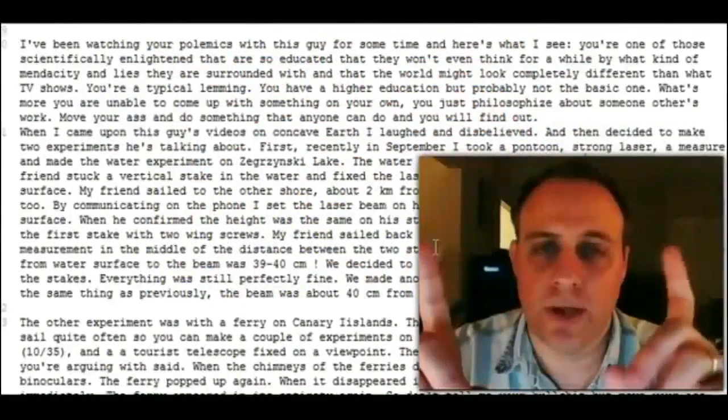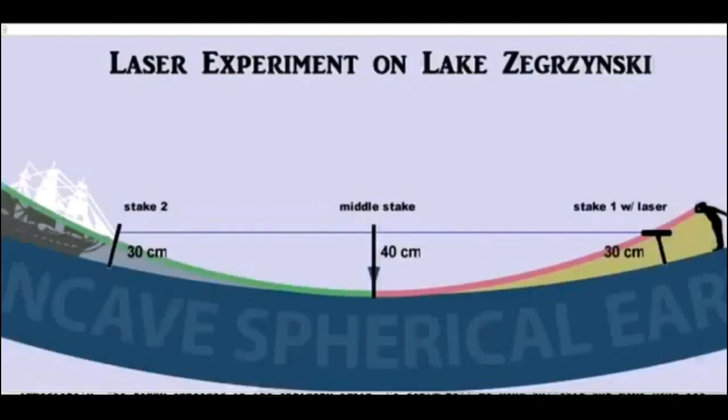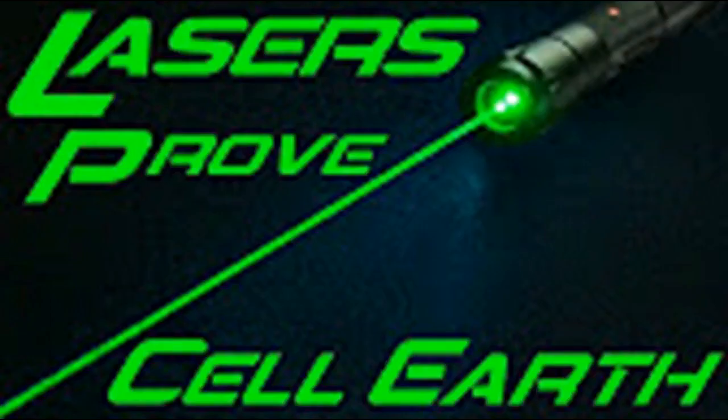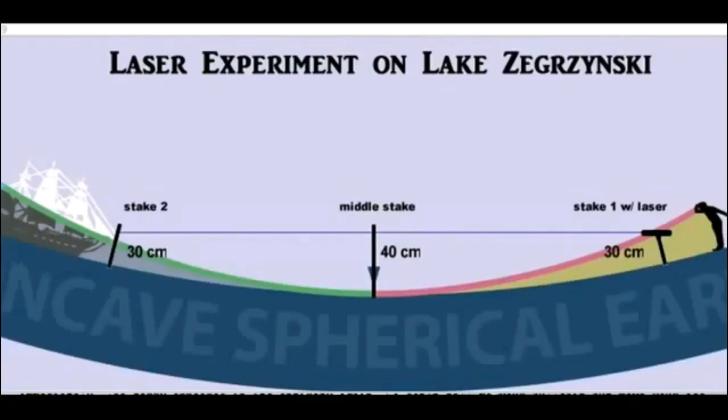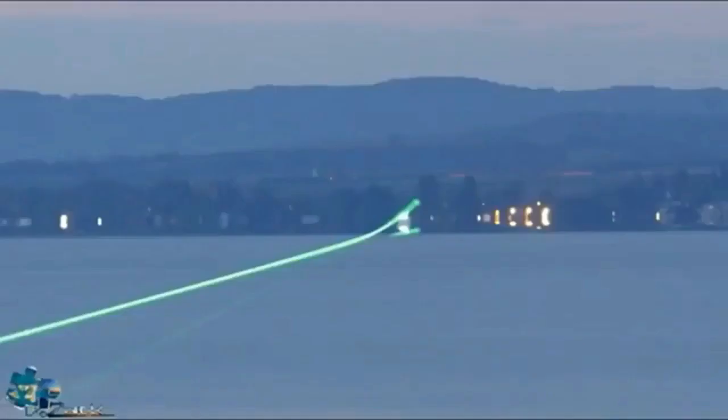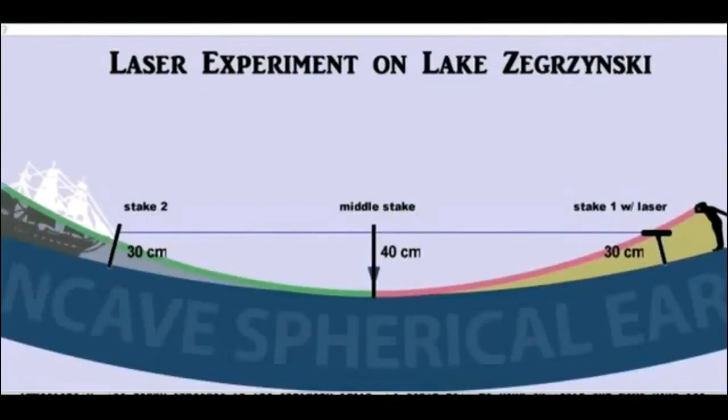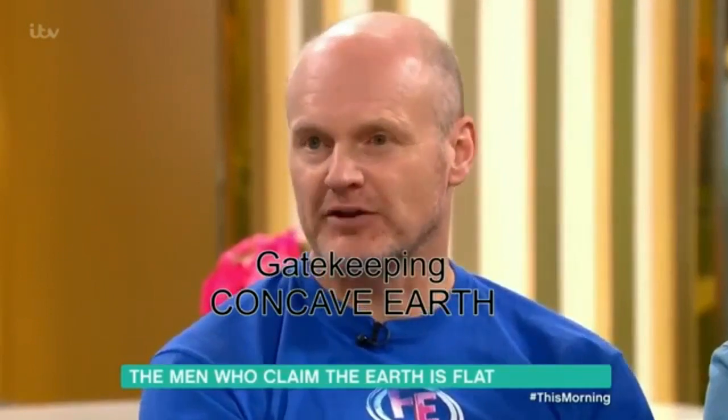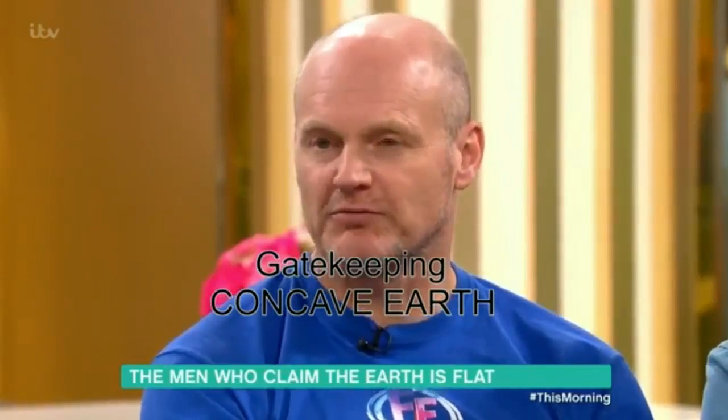Flat earthers are trying to use concave water to prove flat Earth. Stake 1 has the laser 30 centimeters above the water. Stake 2, he has the laser centered on that stake at 30 centimeters above the water. Then they sailed to the center between the two stakes, and they were going to measure how high the laser was above the water.